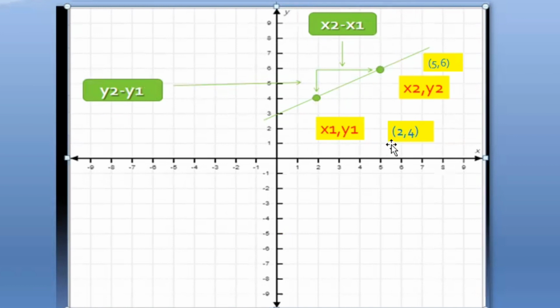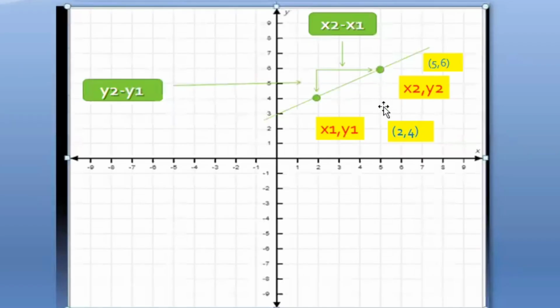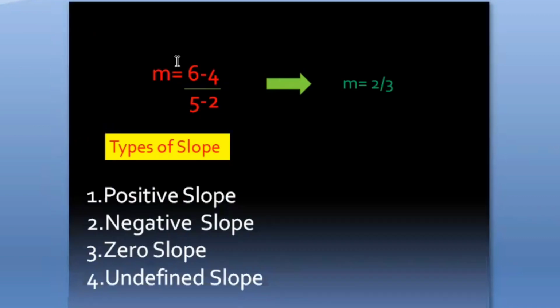So here I got the coordinate pairs from the given points. Our formula is m equals y2 minus y1 over x2 minus x1. As our pair for y is 6 for y2 and 4 for y1, we get 6 minus 4, and 5 minus 2. So here 6 minus 4 over 5 minus 2, our slope is 2 over 3. In this way we can find the slope.